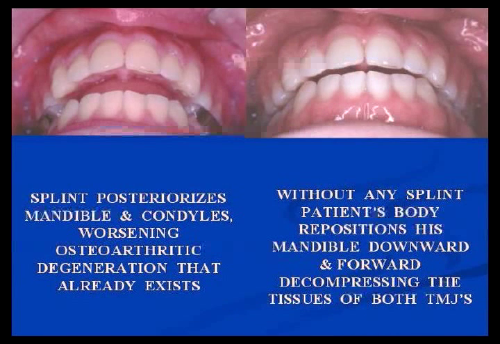On the left side, you can see the harmful version of the splint posteriorizing his mandible, worsening his osteoarthritic degenerative problem. On the photo on the right, without any splint, the patient's body repositions the mandible downward and forward, decompressing the tissues of both joints.